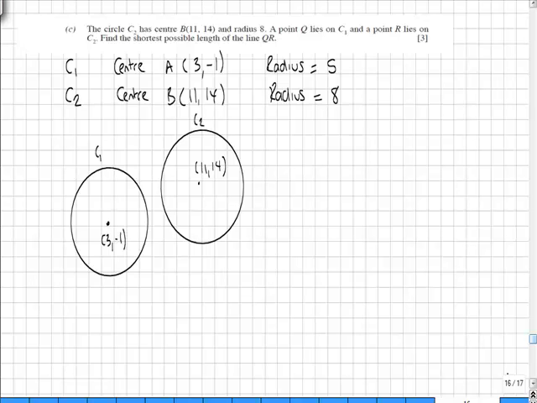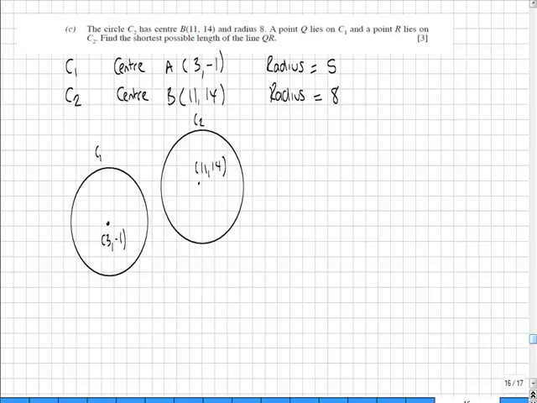Part C introduces a second circle, C2, with centre (11, 14). And we're given that a point Q lies on C1 and R lies on C2. And we have to find the shortest possible length of the line QR. I've drawn out the diagram roughly just to give an idea of what's happening there. And at the moment I've made a note that the circles aren't touching.